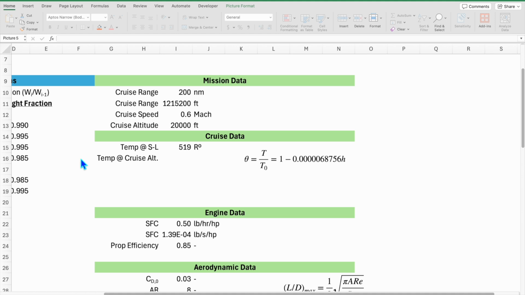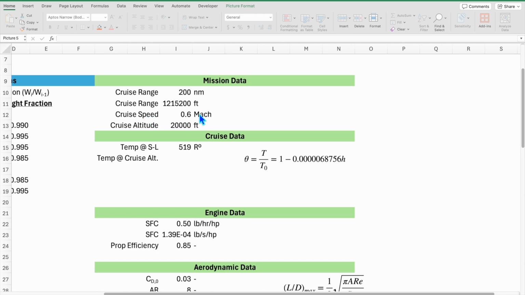All right, so we have some data. Let's continue. The next part we're going to do is figure out what the cruise conditions are based on our cruising speed and our cruise altitude. First thing we need to do is figure out what our cruise speed would be in feet per second, and that'd be our true airspeed.